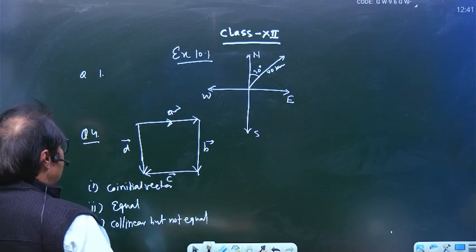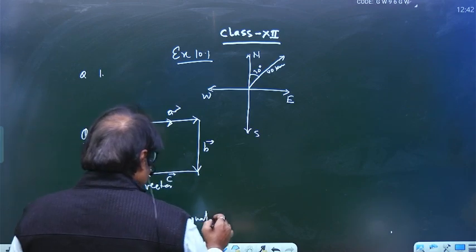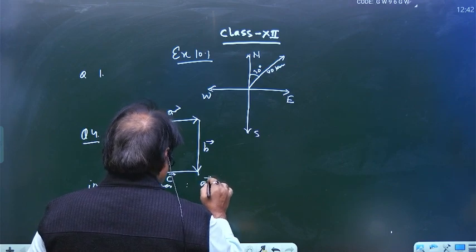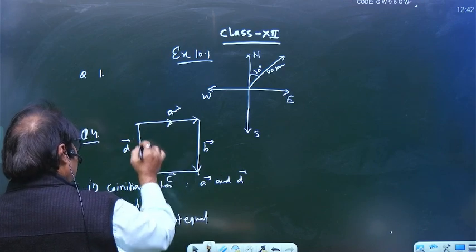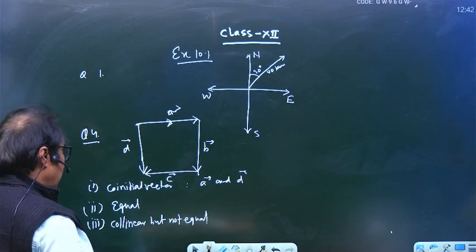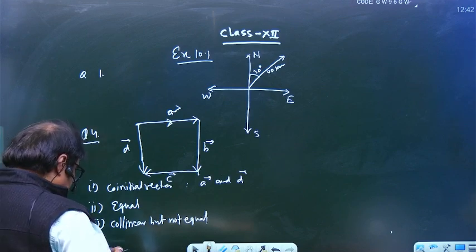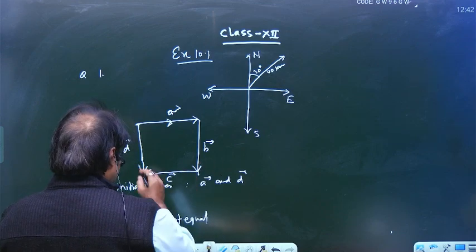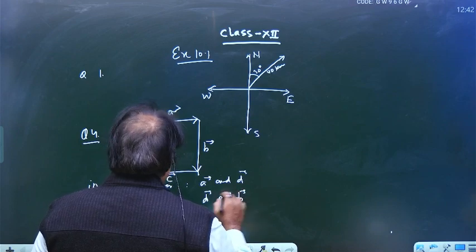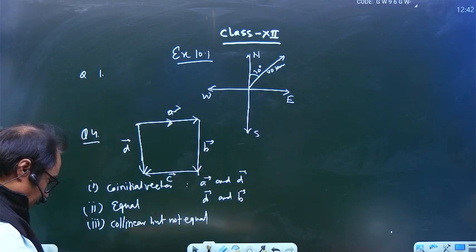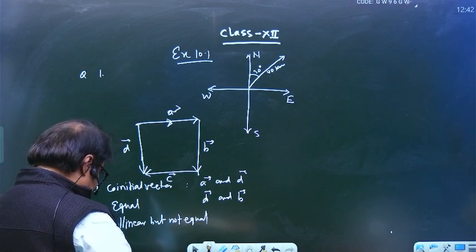So first part is co-initial vector. So vector A and vector D both have the same initial point. So the answer is vector A and vector D, because this vector is starting from here and D vector is also starting from the same point. So therefore A and D are co-initial vectors. Okay. Then equal vectors. So vector D and vector B both are equal vectors, same direction. Equal because they have same magnitude and same direction.